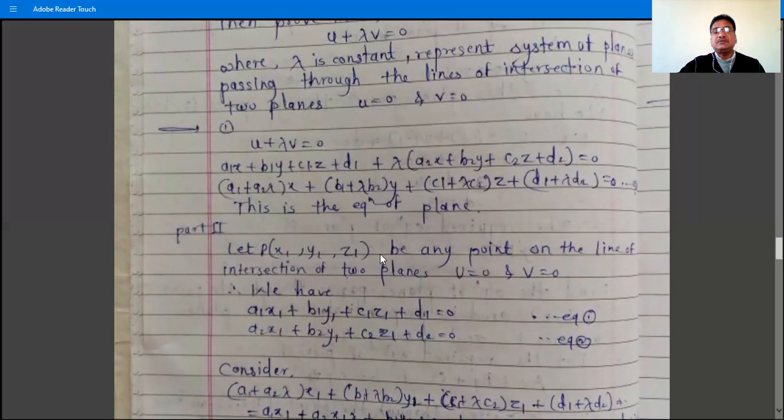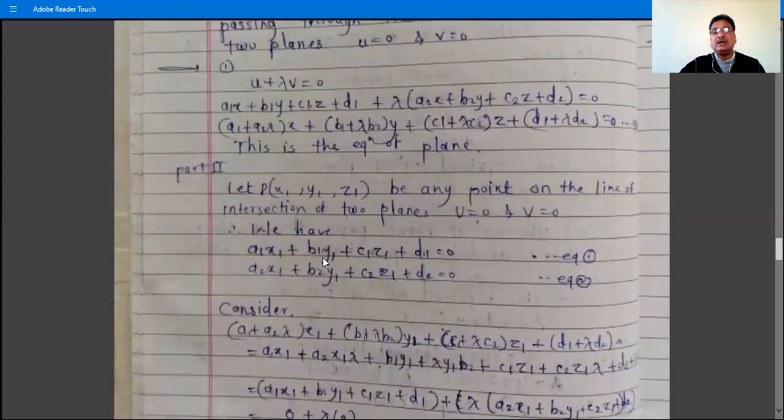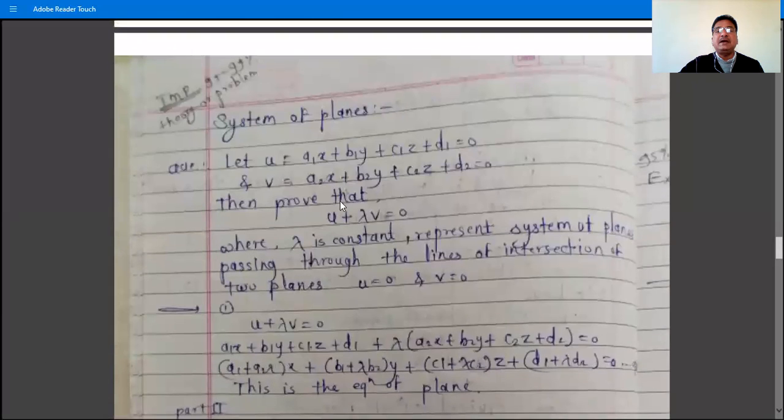So take P(x1, y1, z1) to be any point on the line of intersection of two planes U = 0 and V = 0. That is, the line is the intersection of these two planes, and P is any point on that line. Therefore this point lies on the plane U = 0 as well as V = 0. As the point lies on the plane U = 0, the point satisfies the equation.